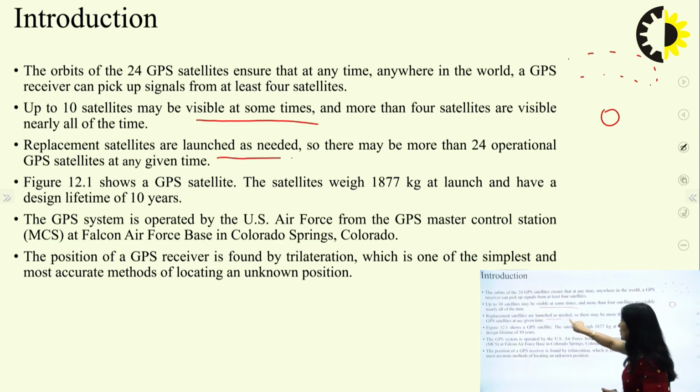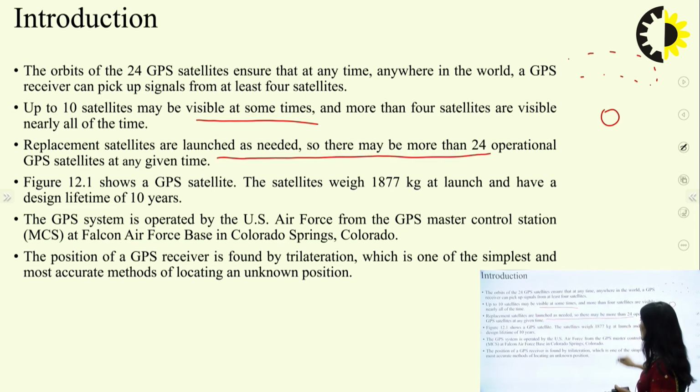Replacement satellites are launched as needed, so that there can be more than 24 satellites operational. Because we need at least 24 satellites to provide the full coverage, there are a few additional satellites that we launch for backup purposes, so that we have 24 operational satellites which are providing you the facility of application. So we'll see in the next picture.